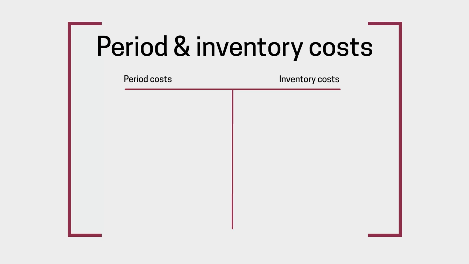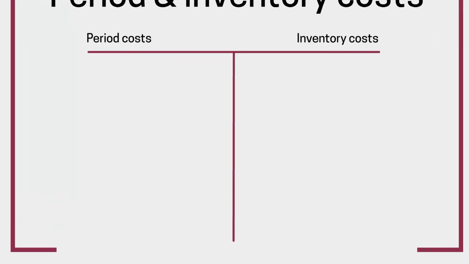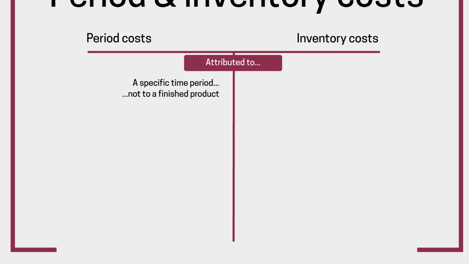And these are different. Period cost relates to a specific period, whereas inventory relates to the specific product. So a period cost is attributable to a specific time period, not to actual units of production, not to a finished product, whereas inventory costs are related to the particular product or service that is being made or sold.